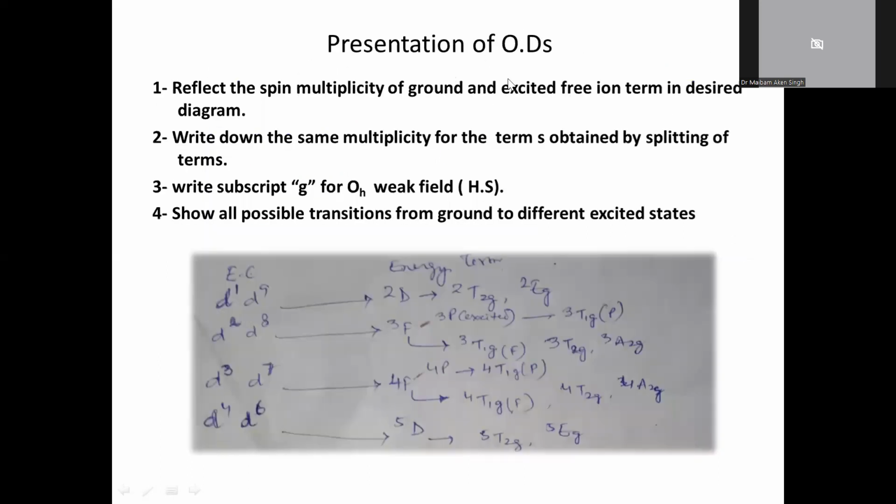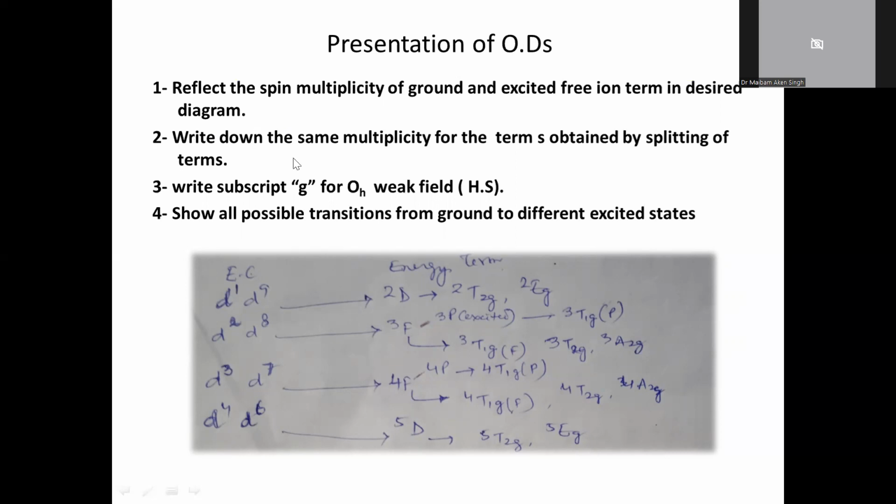Then, the presentation of the Orgel diagram. To draw the Orgel diagram, we have to remember some important points. Number one, write down the spin multiplicity of the ground and the excited free ion terms in this diagram.